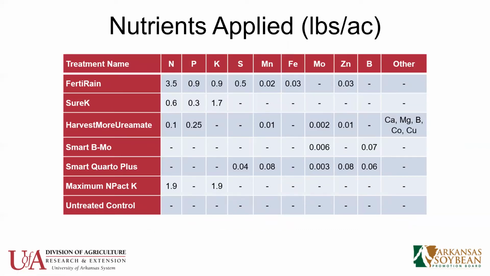This table lists the nutrients supplied in pounds per acre for each product tested. Individual nutrients and amounts varied between each product. The number of nutrients in each product ranged from 2 in the Maximum Impact K to 10 nutrients in the Harvest More Urea Mate.